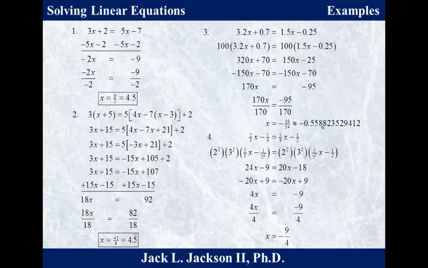So we multiply by 100 and distribute. We get 320x plus 70 equals 150x plus or minus 25. So all the decimal places move 2 places to the right when we multiply by 100. Now, no decimals to mess with. We want to subtract 70 from both sides and 150x from both sides. That gives us 170x equals negative 95. Divide both sides by 170. We get x equals negative 95 over 170. That reduces to negative 19 over 34.